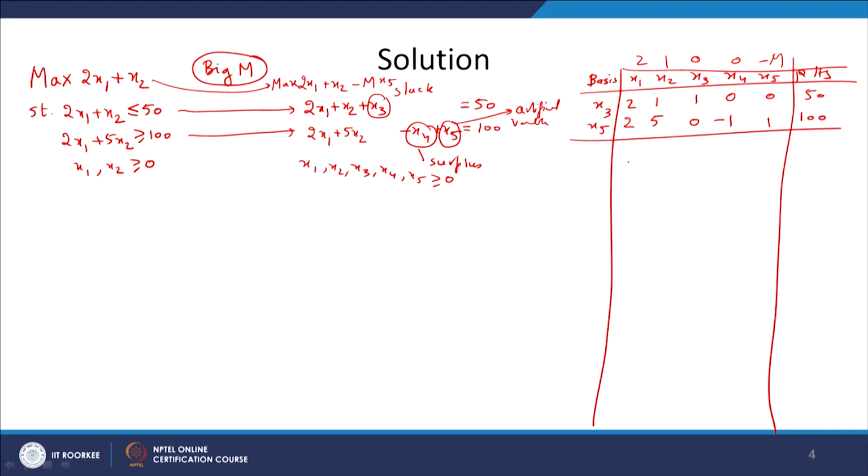Now we need to calculate the deviation entries and they are as follows: 2 + 2M, 1 + 5M. I hope you all recall how we calculate the deviation entries. Under the basic variables we can immediately write 0 and under x4 we can write -M, and you can also see that the objective function value is -100M. So, these are the deviation entries.